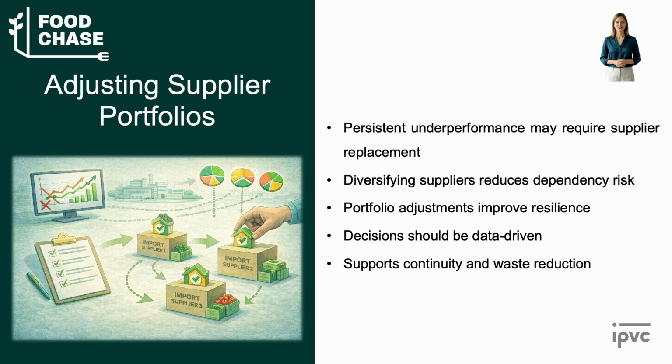When monitoring reveals persistent underperformance, procurement teams may need to adjust their supplier portfolios. Diversifying suppliers reduces dependency risk and improves resilience. These decisions should be based on performance data to ensure continuity of supply while minimizing waste.